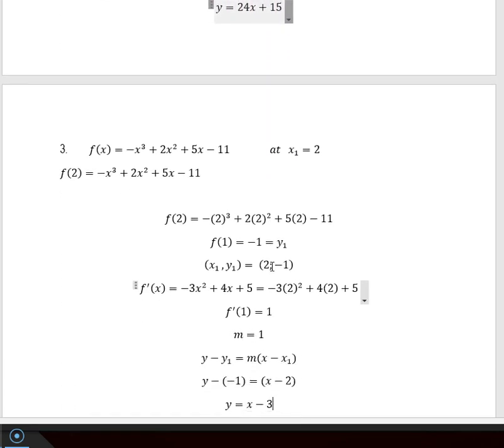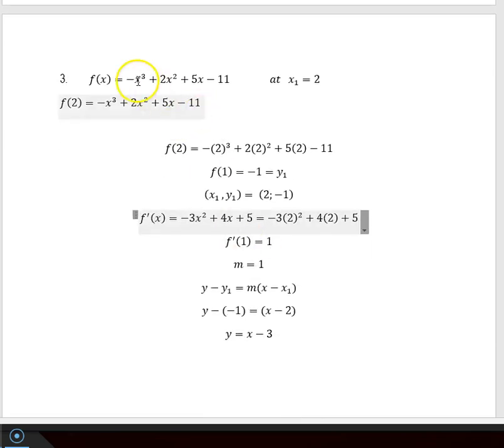Let's look at one more example. Here we're looking at our function, a cubic function at x equals 2. Sorry, that should be x equals 2. Now the first thing is to substitute for x equals 2 there. If I do that, that's what I'm going to be having there.